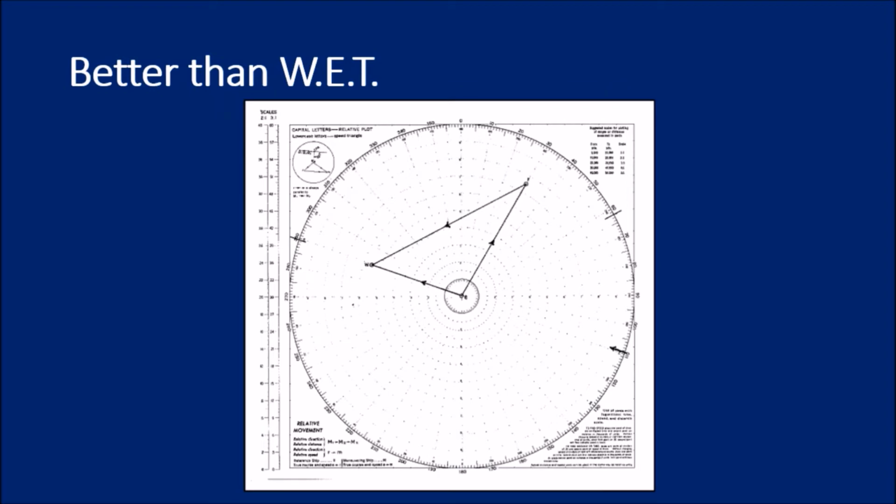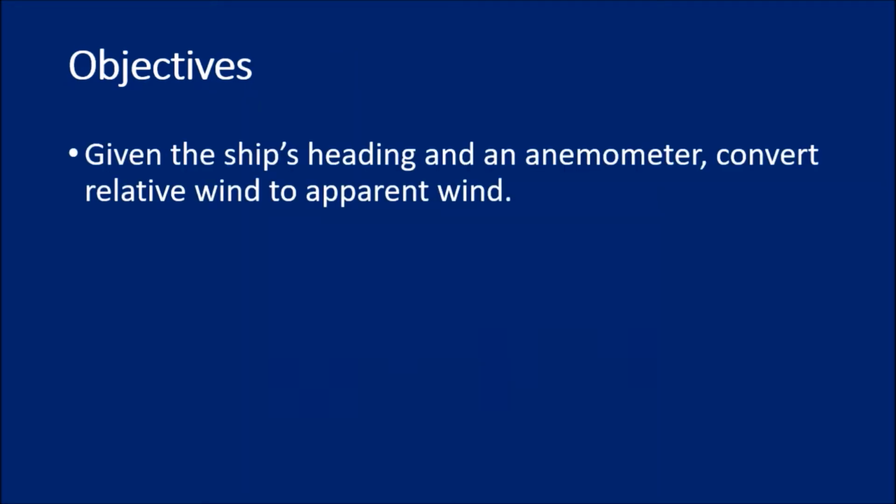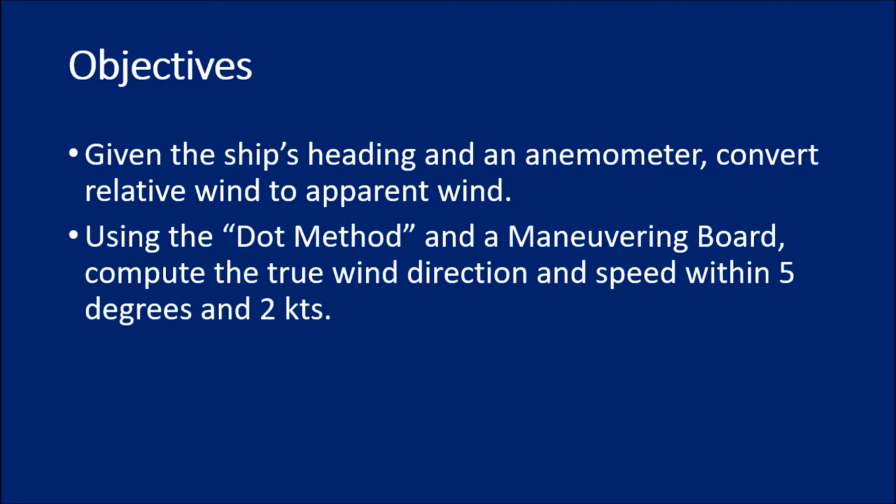Recalling what you learned when using the "what" method, you have to draw 3 different lines, plotting multiple different points, then draw backward from the triangle to figure out your true wind. With the dot method, you only have to plot 2 points to solve for true wind. The objectives for today's lesson are: given the ship's heading and an anemometer, convert relative wind to apparent wind. Using the dot method and maneuvering board, compute the true wind direction and speed within 5 degrees and 2 knots.